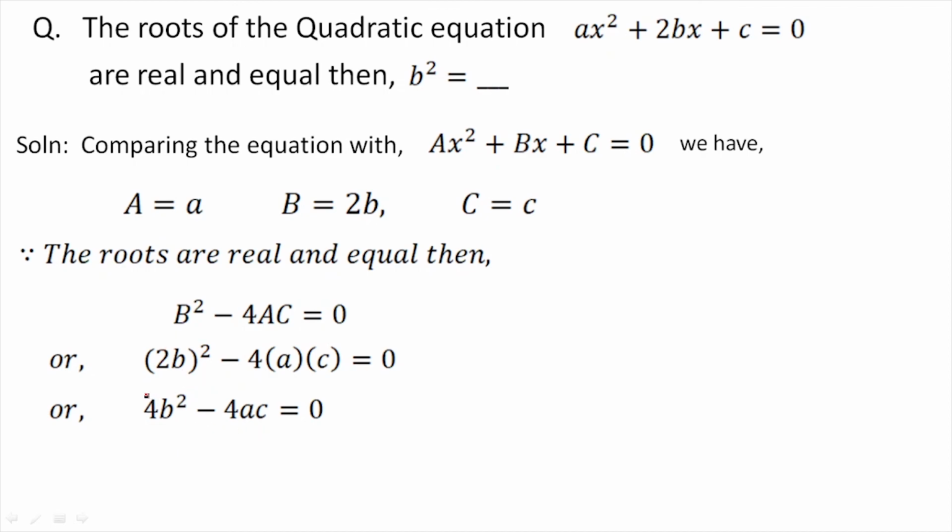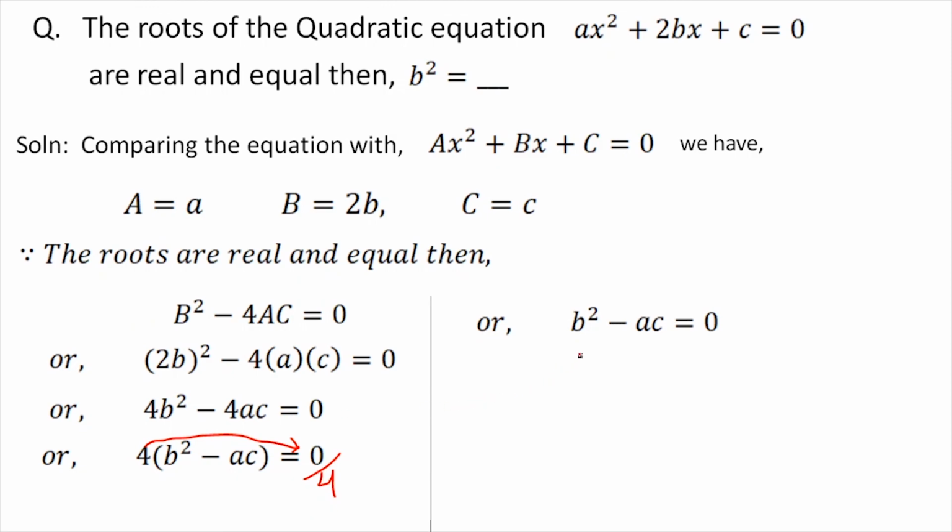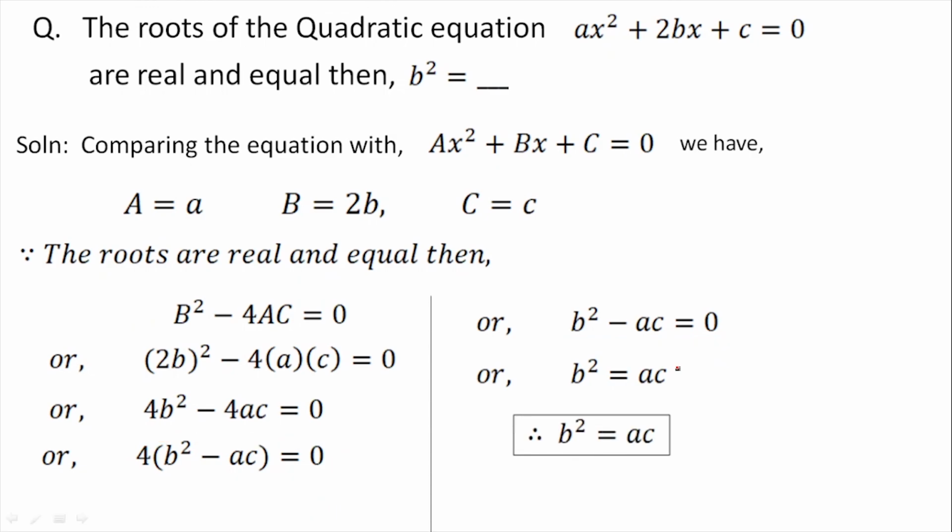After that, we can take out 4 common. So after taking out 4 common, we have b square minus ac, and taking 4 onto the other side, it will be 0 by 4. And what is 0 by 4? It is 0. So the remaining term that we get is b square minus ac is equal to 0, and b square is equal to ac. Therefore, b square is ac. So this kind of question you can expect in the examination to come.